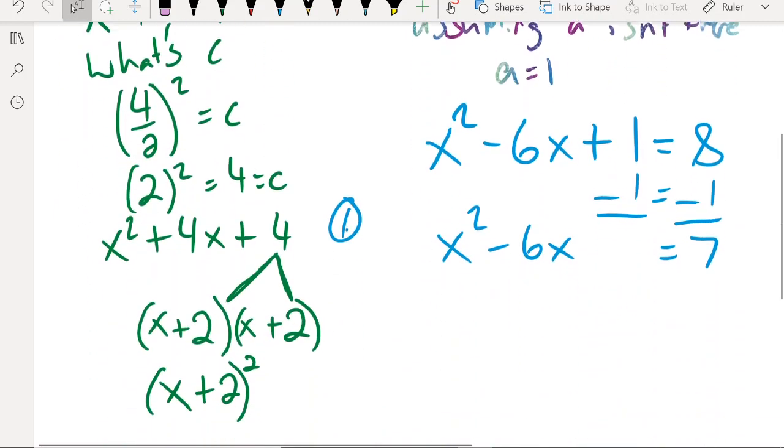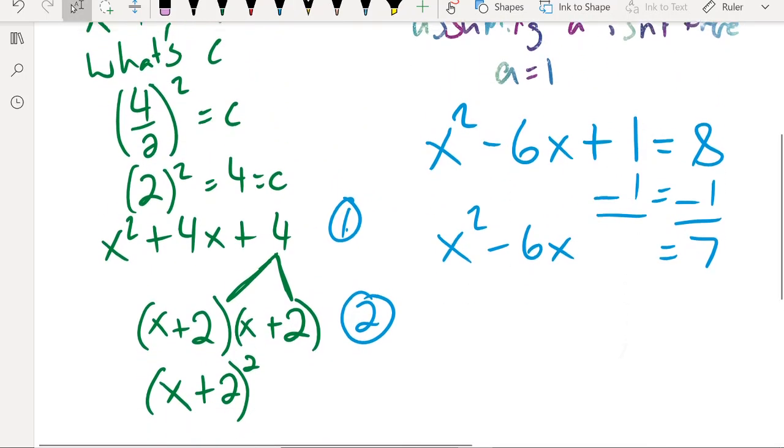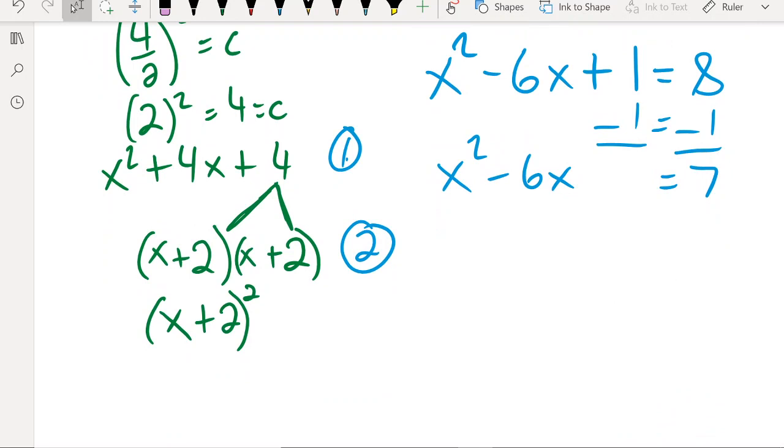Step 2, use the magic formula. All right, so step 2, magic formula. B, what's B? Well, B can be -6 or 6. It doesn't really matter in this case, and the reason why is because you're squaring it. So whenever you square things, the result is always positive. So it doesn't matter if you put a 6 here or a -6. You're going to get the same answer either way. So I'm just going to put a 6 in there. And if you want to have the negative in there, you can. It doesn't matter. So 6 over 2, right?